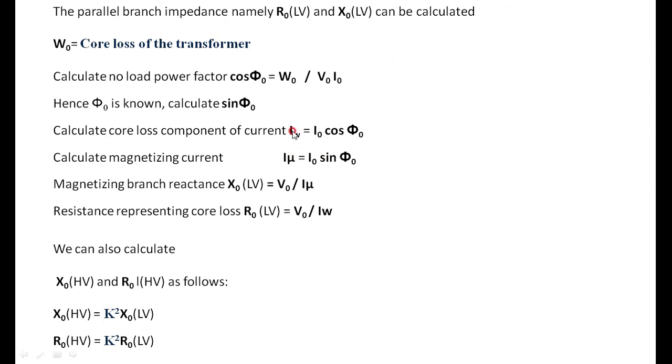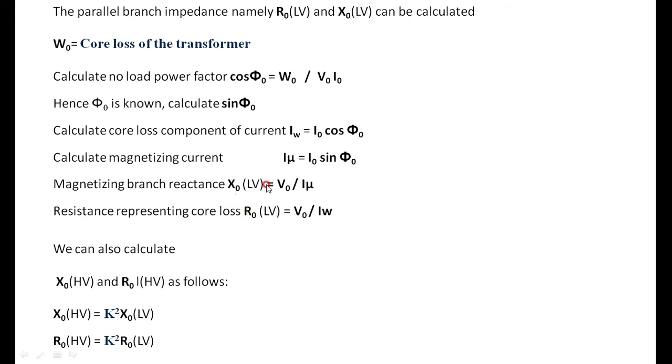Once you know the IW and I mu, then you can calculate X naught and R naught. How to calculate the X naught? X naught is equal to voltage divided by magnetizing component, and R naught is equal to P naught divided by working component of the current. Therefore, you can calculate X naught and R naught. X naught and R naught are the parallel combination reactance and resistance under no load condition that you have calculated.